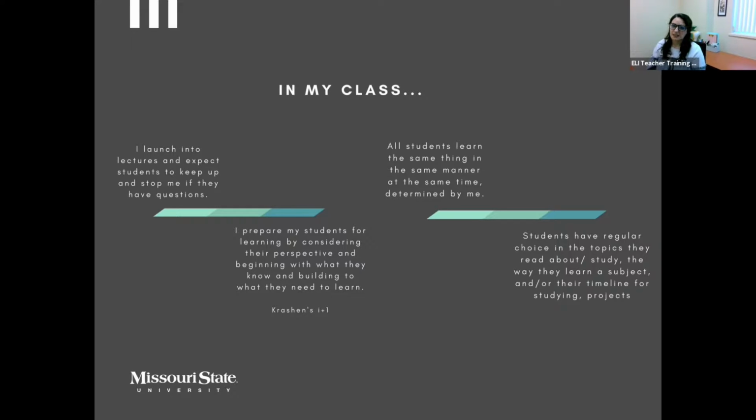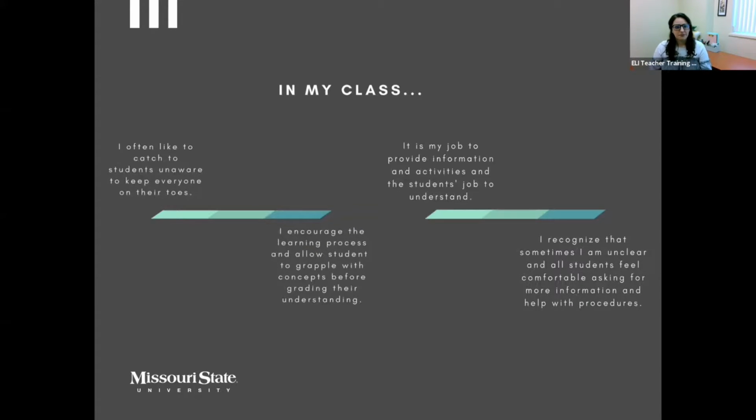In your class, do all students learn the same thing at the same time? Everybody together? Or do students sometimes have choice about what they read or the subject they're writing about or a timeline for a project? You might be somewhere in the middle. You could be some kind of gradient. And think about your class.